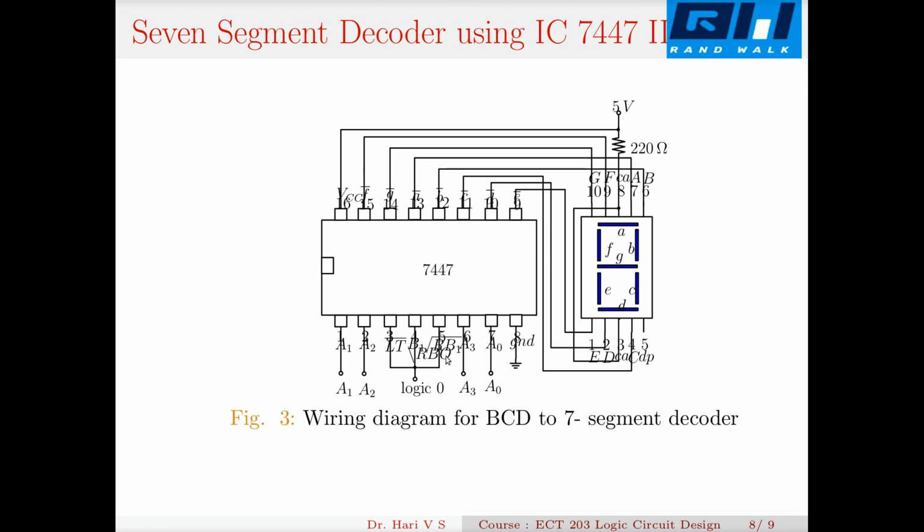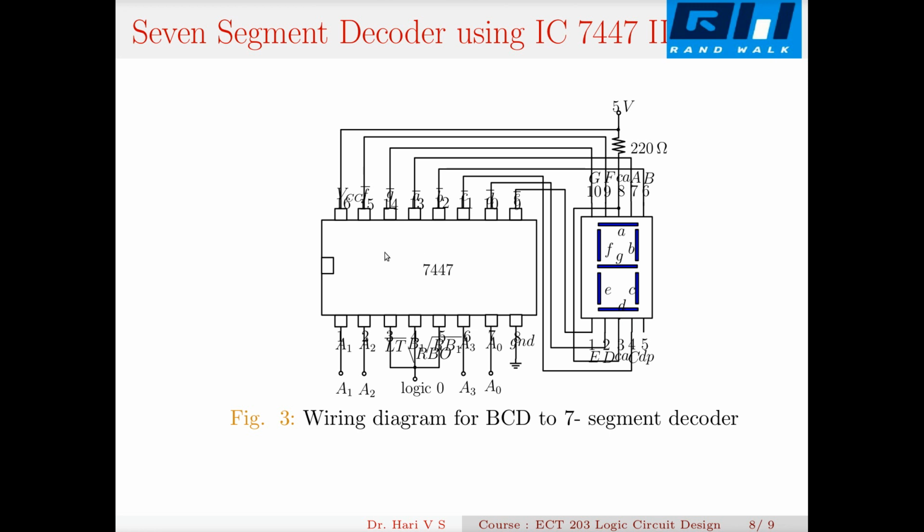Then there are some pins like lamp test, RBI bar, RBO. Those three pins are kept at logic 0 for correct operation. If they are kept at 1, then the display will not work, so I keep them at 0. Ground is at pin 8, VCC supply is at 16, and these outputs like 15, 14, 13 are the connections to F, G, H, etc. You can put these on a breadboard and connect them with short wires.